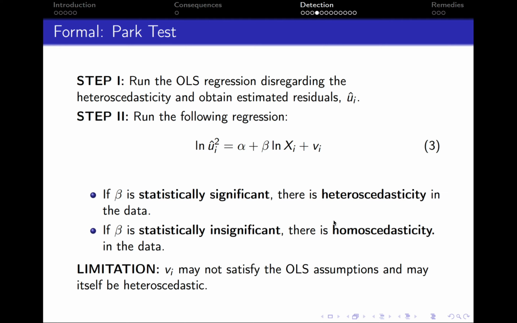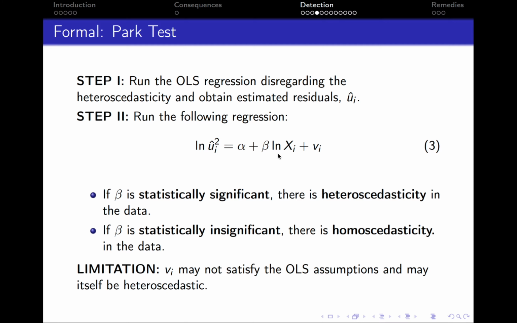So first of all, we need to run the Euler's regression disregarding the heteroscedasticity and obtain the estimated residuals from this model. After this, we run the following regression. So we take the natural logarithm of squared residuals and we regress it on the intercept and the natural logarithm of our independent variable.